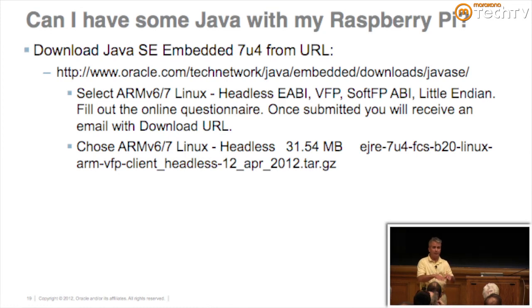And a lot of people will just apt-get, and they install OpenJDK, and they say, oh, it's not really that fast. And they're probably right. So where do you get a performant Java? This website here, you go to this website, click on it, download the ARMv6 headless version for this device. It's an EABI VFP with soft FP ABI. I don't know if you're all familiar with that, with little endian.